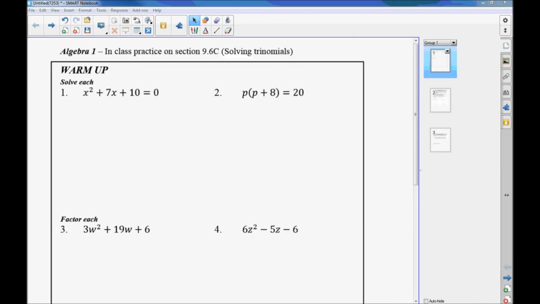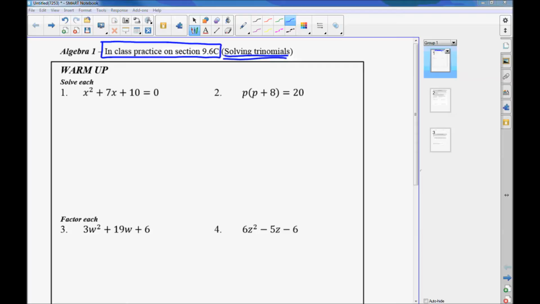Hello again. Today we're going to go through the in-class practice on section 9.6c. In case you were absent that day, you can look at this. So we're going to use factoring techniques about trinomials to solve equations involving trinomials. All right, so number 1 and 2 are review from the last test that we took.